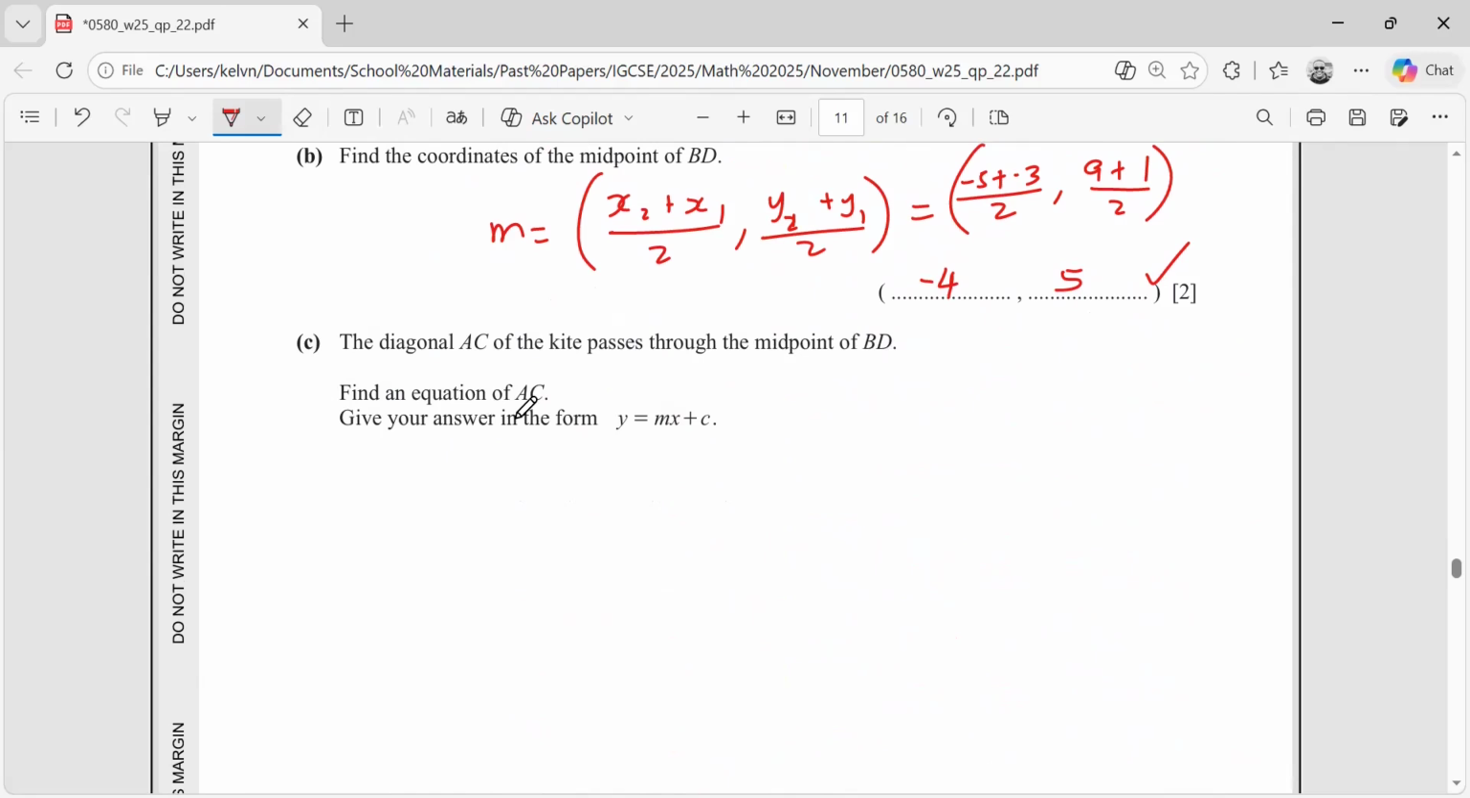Now it says the diagonal AC of the kite passes through the midpoint of BD. So find the equation of AC, the equation of a straight line, and give your answer in the form y equals mx plus c.